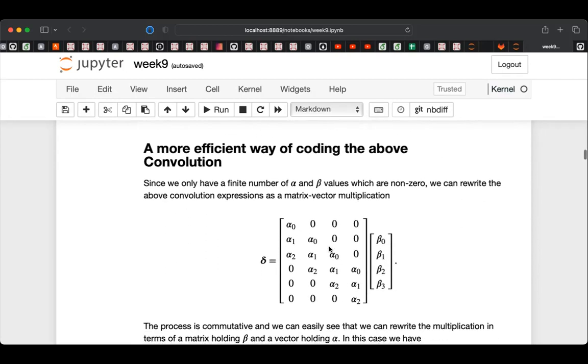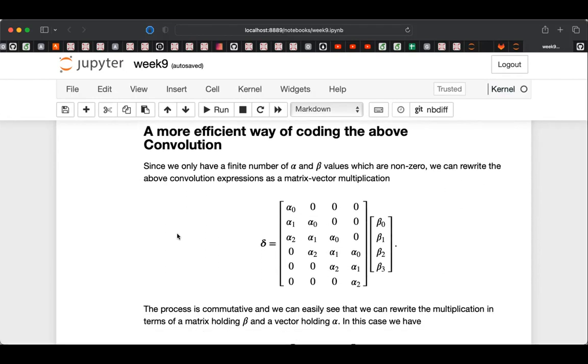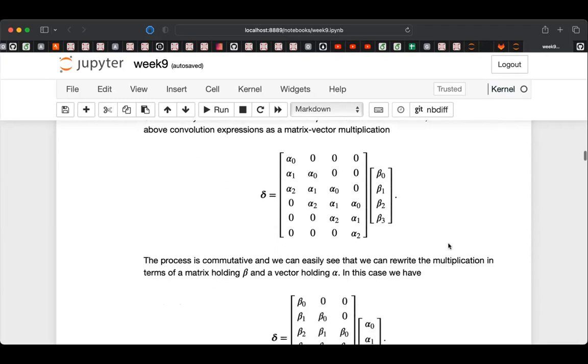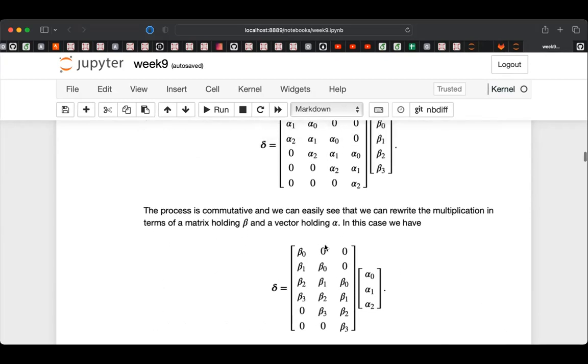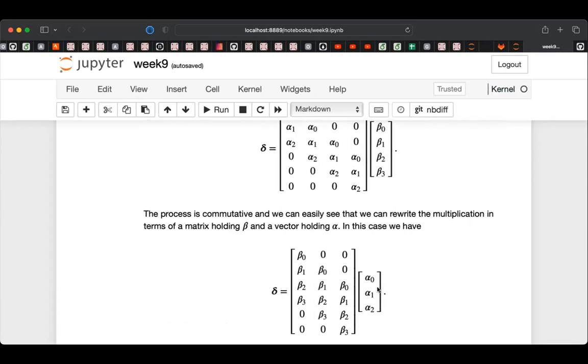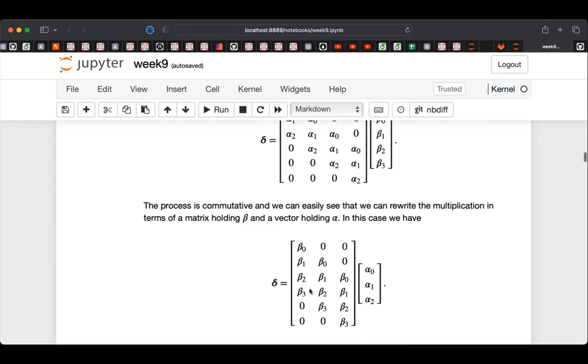And the more efficient way to code it is actually to rewrite it in terms of a matrix times a vector. The process of convolution is a commutative process, which means that you can write it as the matrix representing the alphas times a vector with the betas, or alternatively as a matrix involving the betas and a vector which involves the alphas. Actually, the second version is normally the one you would use when you're setting up the process of convolution in convolutional neural networks. Something similar to this.